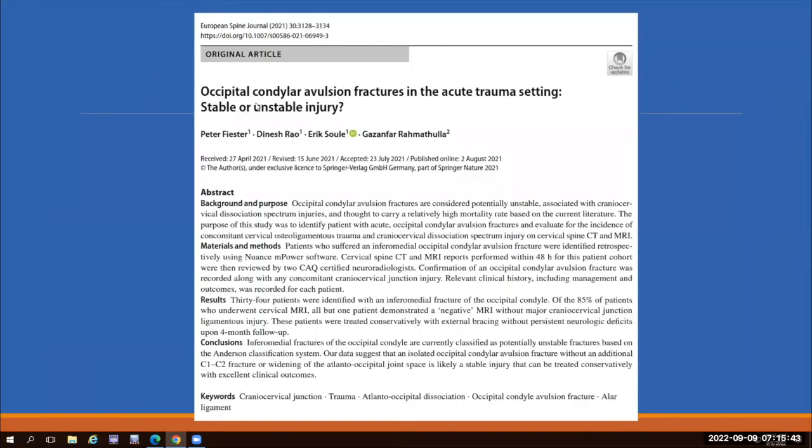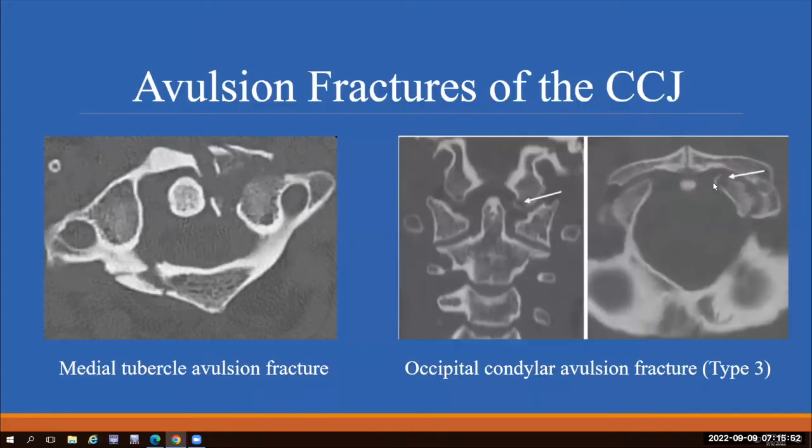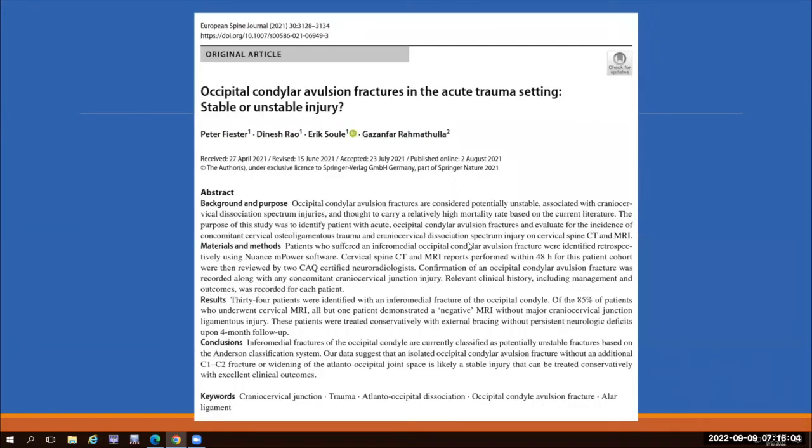We did a little bit of research on avulsion fractures of the condyle, and there's a lot of debate over whether these are stable or unstable injuries. Patients who have an isolated fracture of the occipital condyle, without any other joint space widening or fractures, are typically going to have stable injuries and are treated conservatively with external bracing. So it's an important point to know.